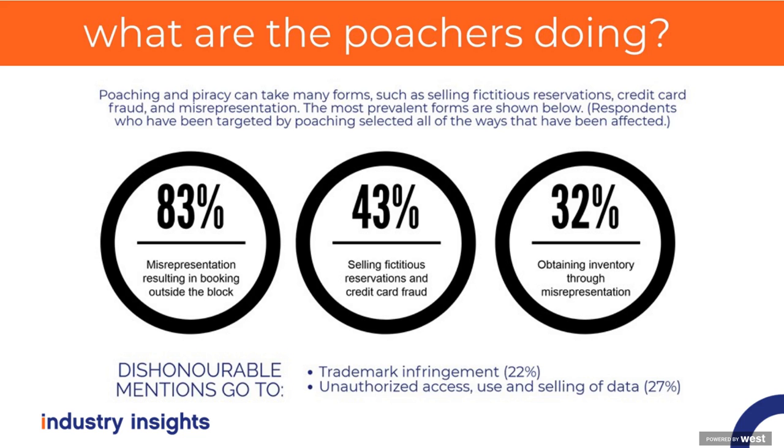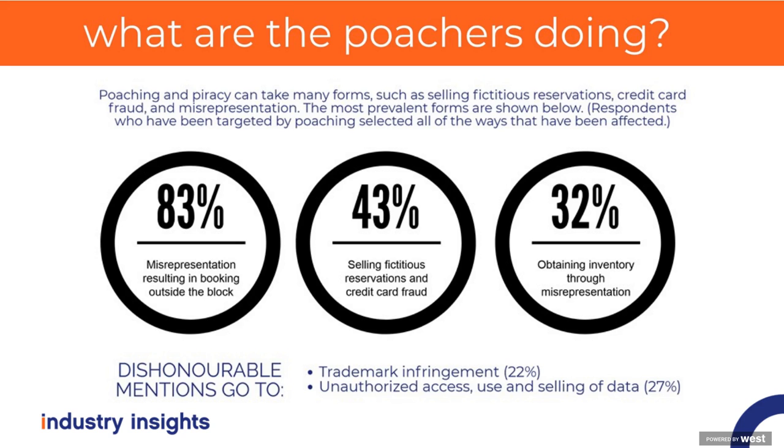83% said the misrepresentation resulted in booking outside the block. 43% said reservations and credit card fraud went hand in hand. And 32% said obtaining inventory through misrepresentation. Trademark infringement was only 22%. Unauthorized use and selling of data, which is something we're going to talk more about a little bit later, is 27%.